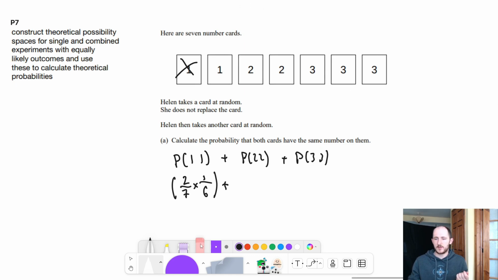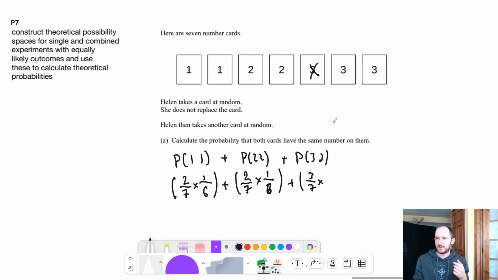Do the same thing for 2 now. So what's the probability of getting a 2 at first? Well, there's 2 2s out of a possible 7. When I've taken a 2, there'll only be 1 2 left out of 6, right? Because again, I'll take one of the 2s and then there's only 6 cards remaining. Lastly, how many 3s are there? Well, there are 3 3s, so it's 3 out of 7 at first. And then I've taken one of the 3s away, so now there's 2 out of 6 3s. And you'd add those all up, okay? Again, if you ever get a fraction that's bigger than 1, you know you've done something wrong. So let's work this out.